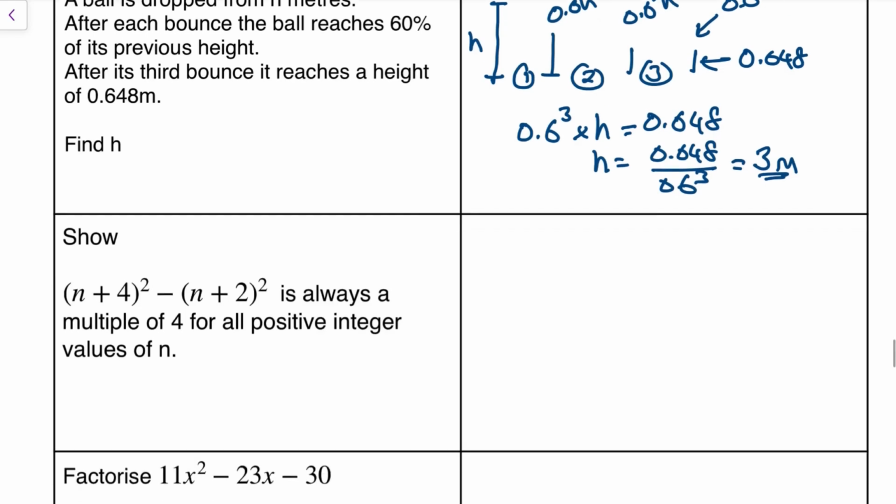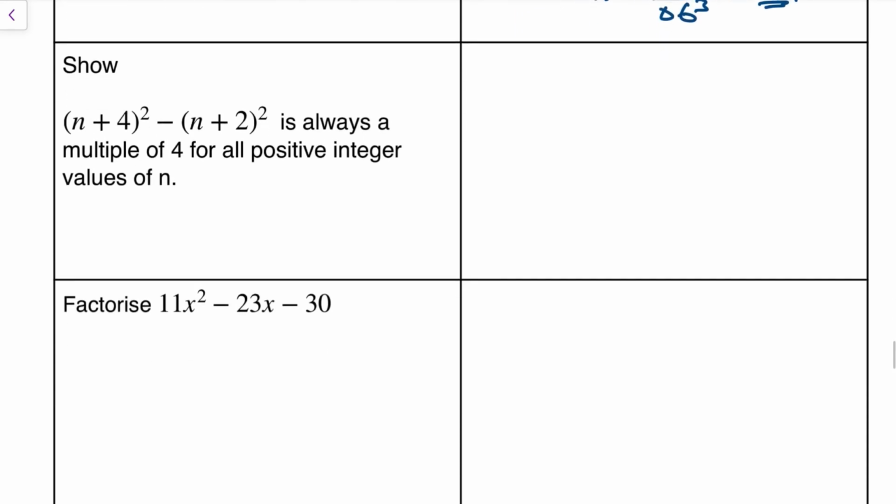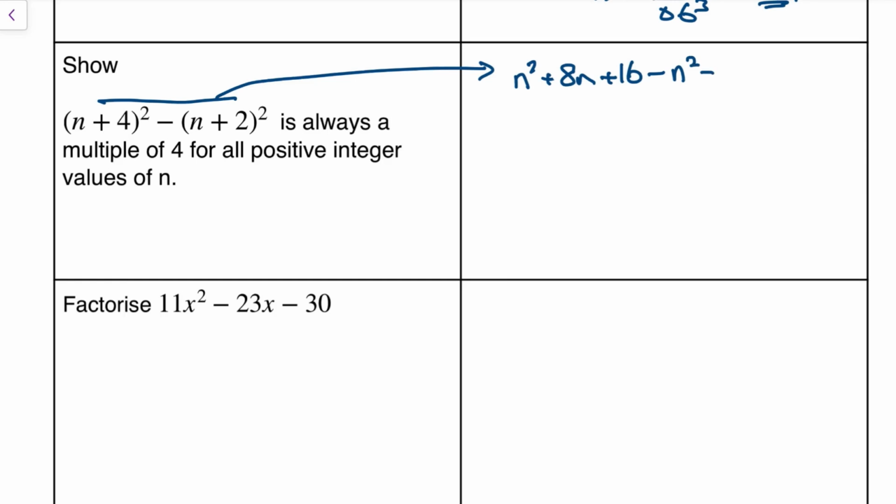Next question. Oh, it's a proof question. Haven't seen one of these for a while. Show that this is always a multiple of 4. Now the way to do these questions, so basically it's just do the algebra. I say cross your fingers, but it should do the thing you need it to do quite clearly. So let's expand the first bracket. So it's going to be n squared plus 8n plus 16. Then I'm going to take away n squared, take away 4n, and take away 4.